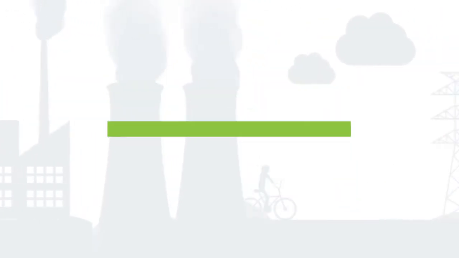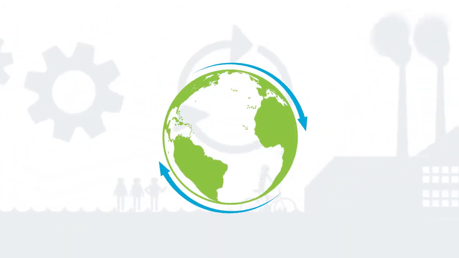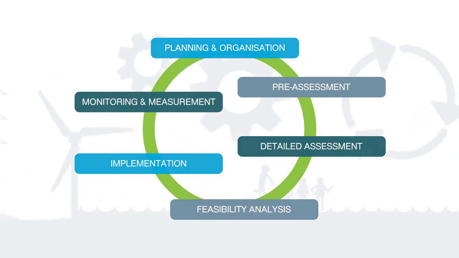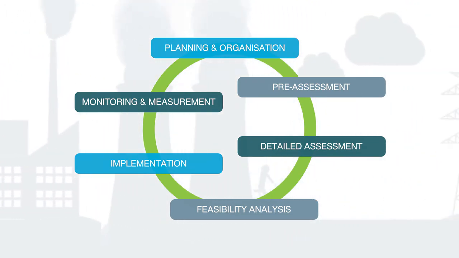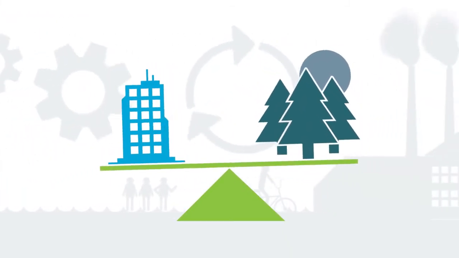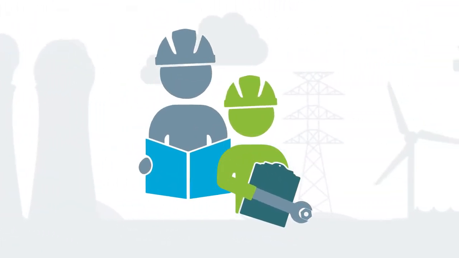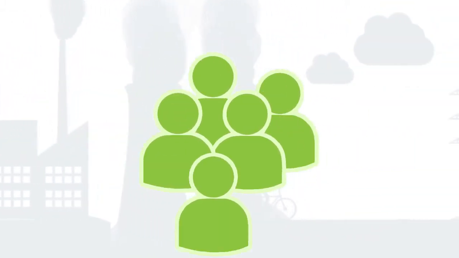organization. To ensure success with implementing RECP, keep the following in mind. RECP is a continuous and ongoing journey. The RECP implementation is a systematic, step-by-step process. Implementation involves balancing the business case with the environmental cause. Integration of RECP into an organization works best using the learning while doing approach. Implementation shouldn't start with large investment options, and RECP is a team effort.